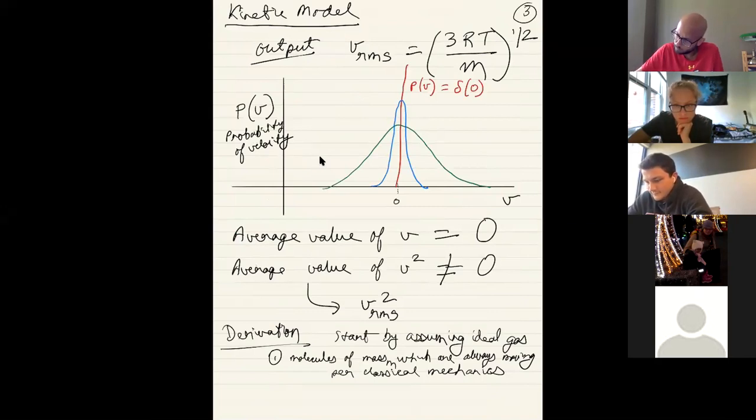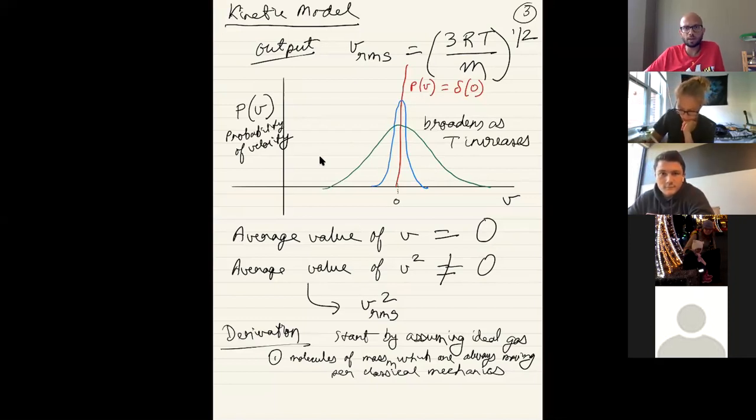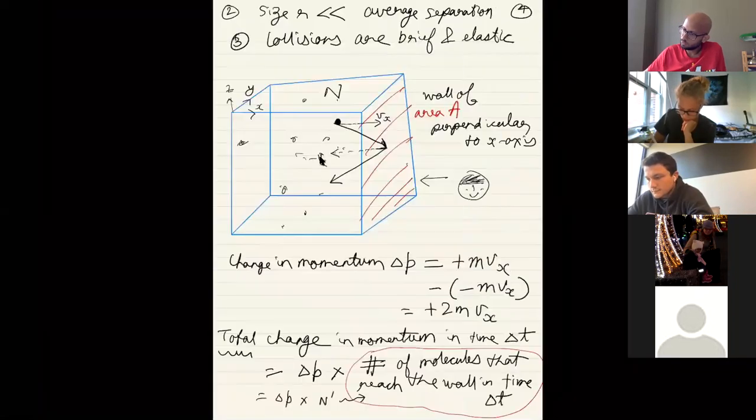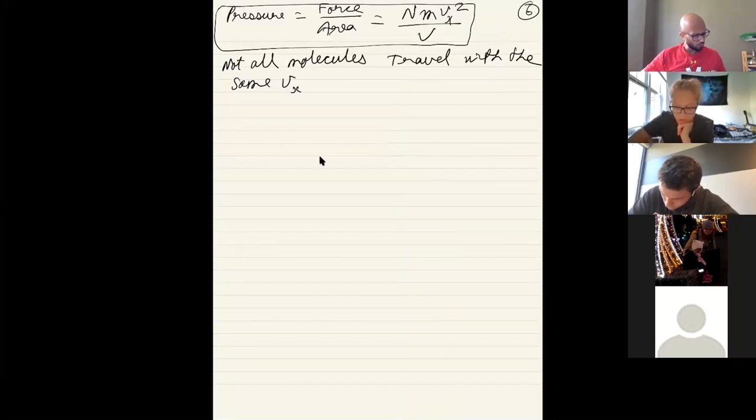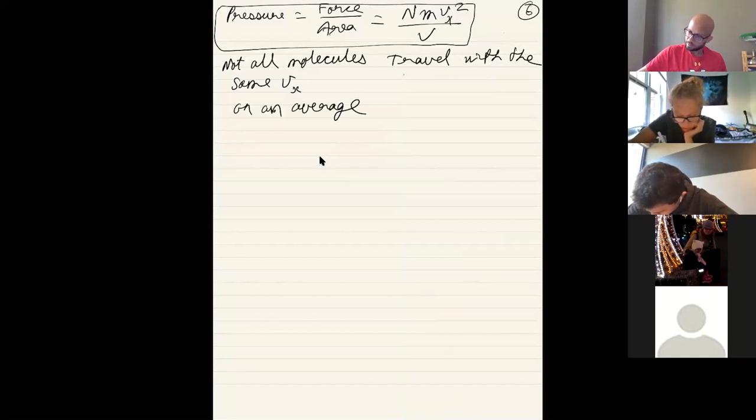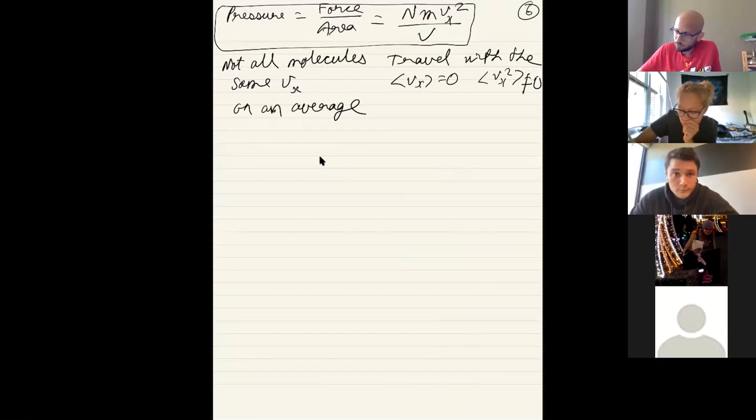It broadens as temperature increases, right? That's the whole idea here. So we have a distribution of velocities, and as the temperature becomes higher, the distribution broadens. So at 0 temperature, we know it's a delta function. On an average, we know that Vx itself is going to be 0, but the average of Vx squared is not going to be equal to 0. So I used a symbol here.